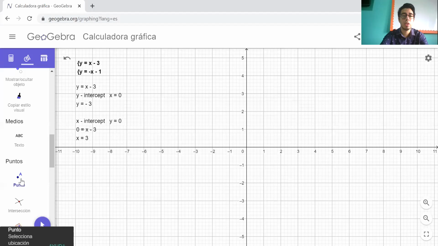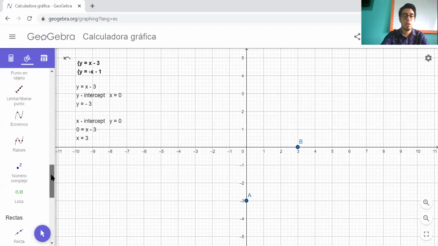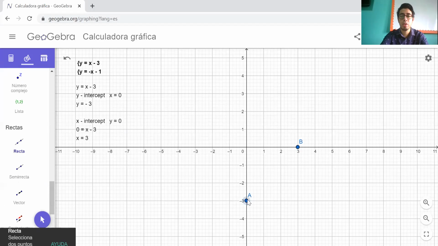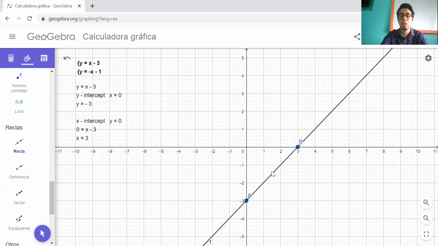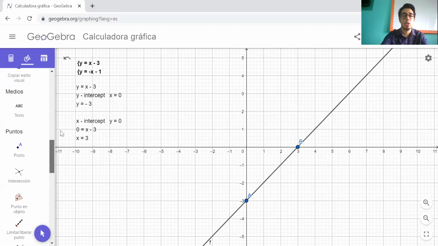So if we graph the points, x is 0 and y is negative 3, it is located in here. And for the other point, when y is 0, x is positive 3. So it's in here. We can connect these using this. We touch the two points, the first one and the second one, and we have the first line, okay? Later, I'm going to do the same with the other one.